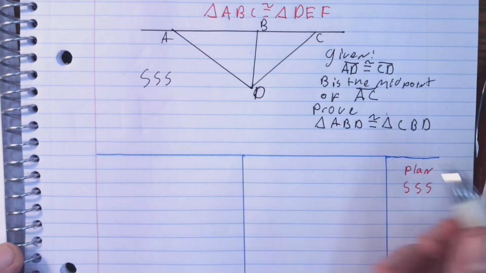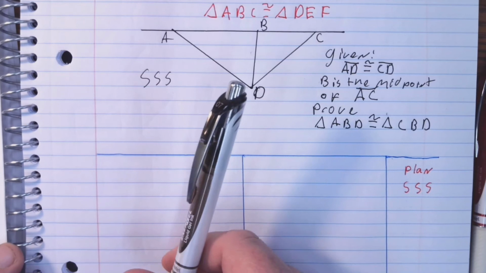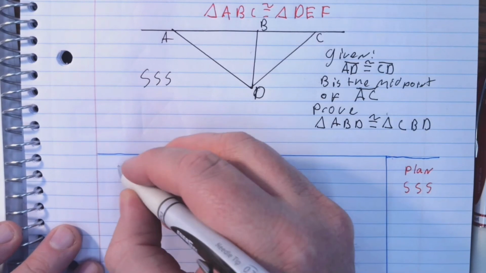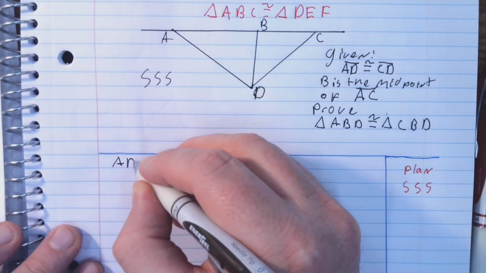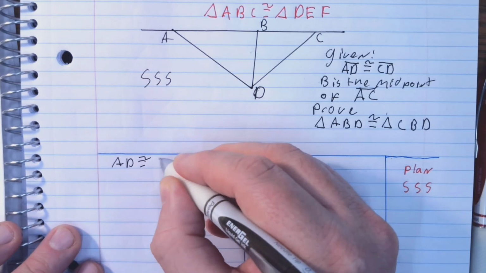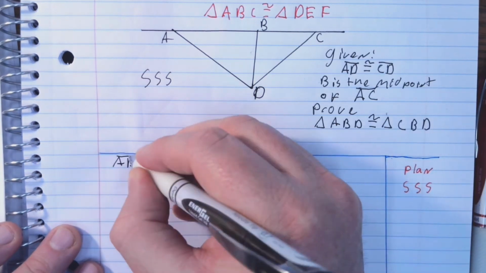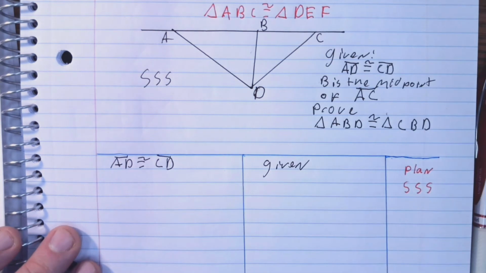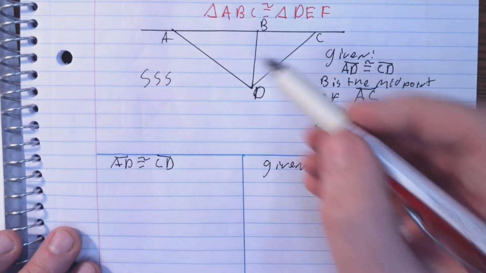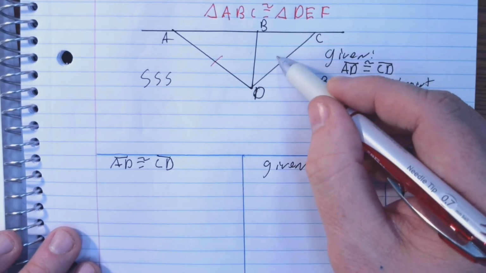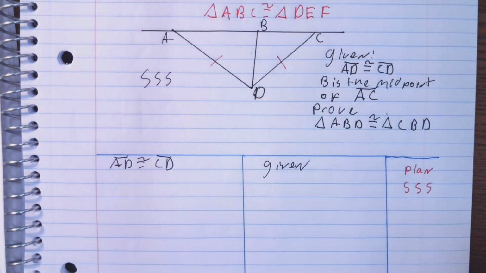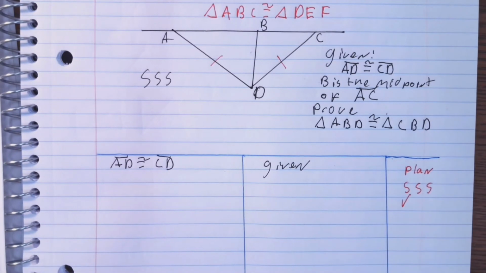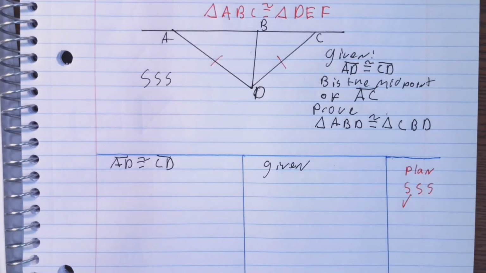All right, I'll just write my given. That's fine. Okay, I'm going to write that as given. And now I'm going to mark up my shape. AD, CD. AD, CD. Is that true? I got one of my sides with no effort.